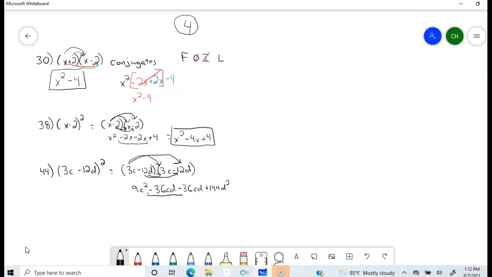Just like every other time we multiply binomials, we have these inside terms that are like terms. So we're left with 9C squared. Negative 36CD minus 36CD is minus 72CD plus 144D squared.